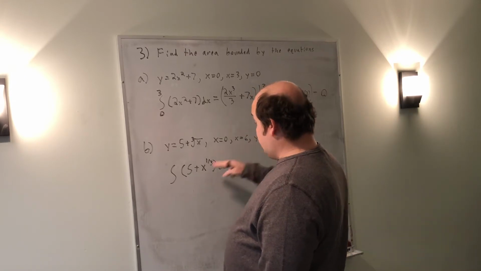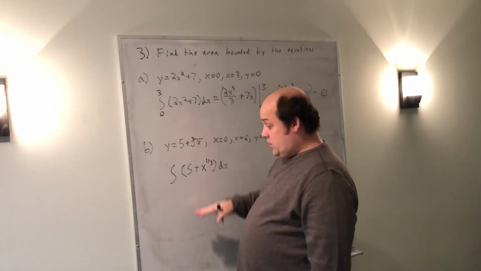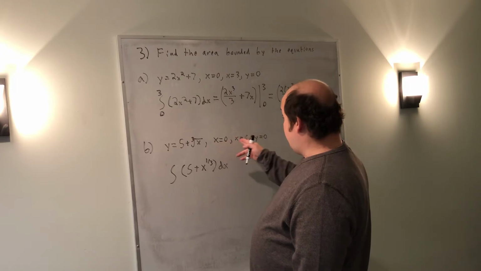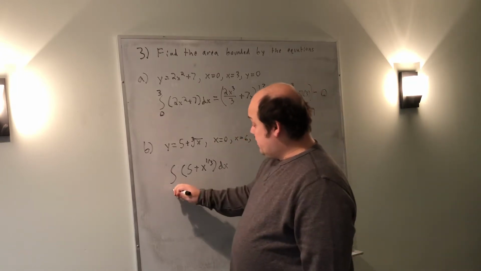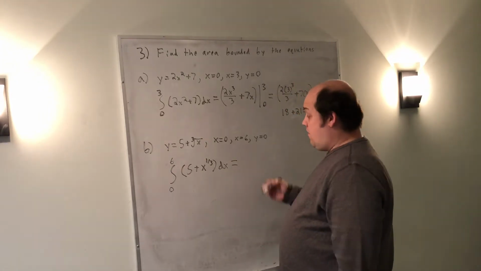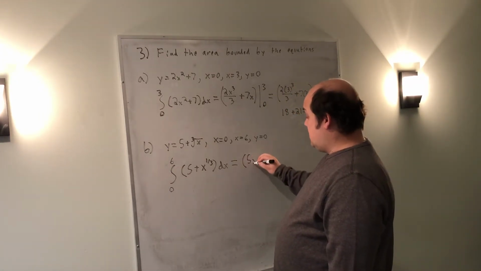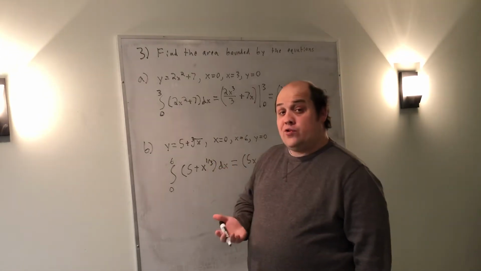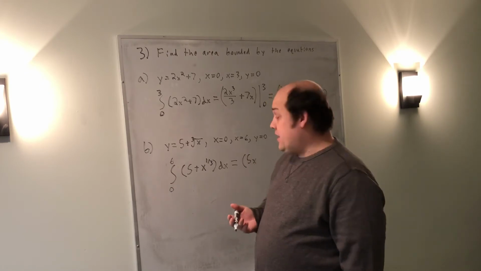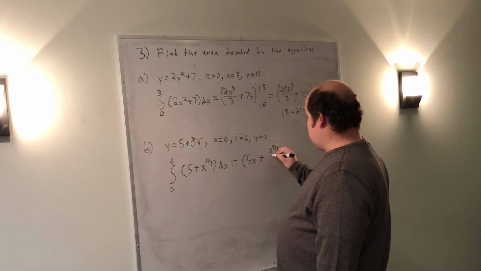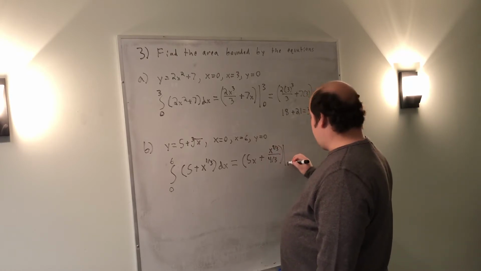This y equals 0 tells me that yes, I'm integrating this function and trying to find the area to the axis. This gives me the lower bound, this gives me the upper bound, so it's from 0 to 6. When I integrate here, 5 just becomes 5x. x to the 1/3 is a little more tricky. I have to add 1 to it, but adding 1 really means adding 3/3. So this becomes x to the 4/3, and I divide by that new power, 4 over 3, being evaluated from 0 to 6.